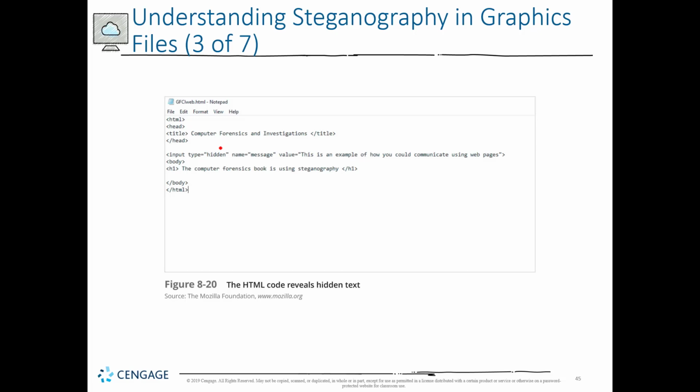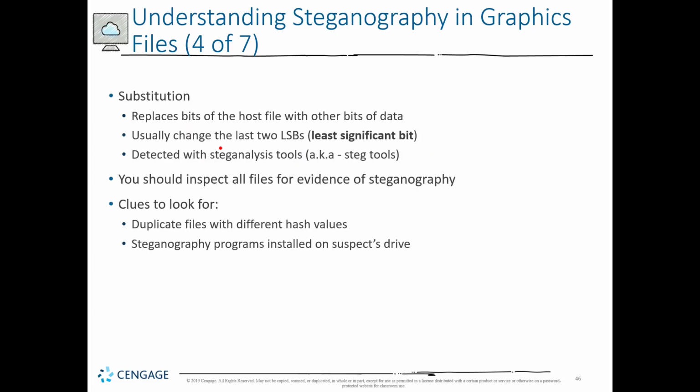And this is the example of how you would communicate through a web page where it wasn't displayed, but if you viewed the source code, you could see the hidden message. In contrast, we have substitution. This will replace bits of the host file with other bits of data, usually changing the last two least significant bits, and they're going to be detected via stenography tools or stego tools.